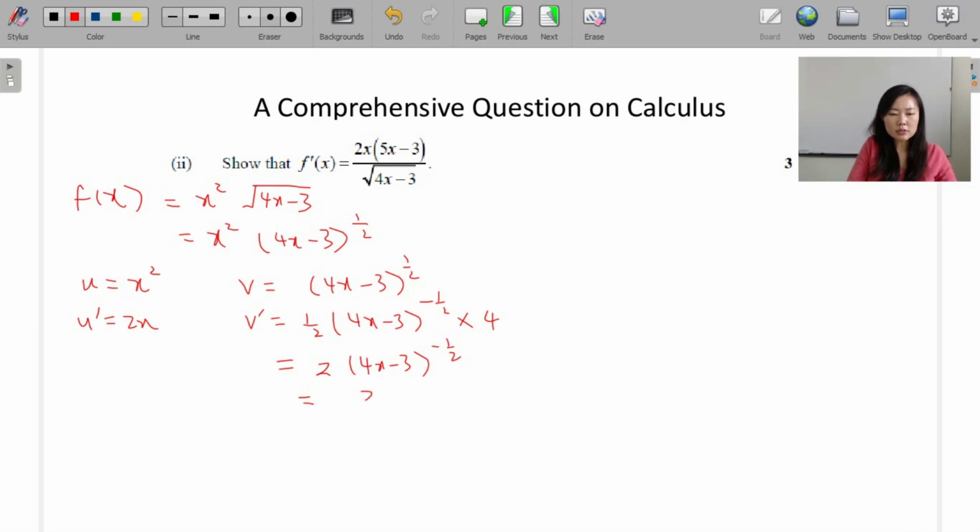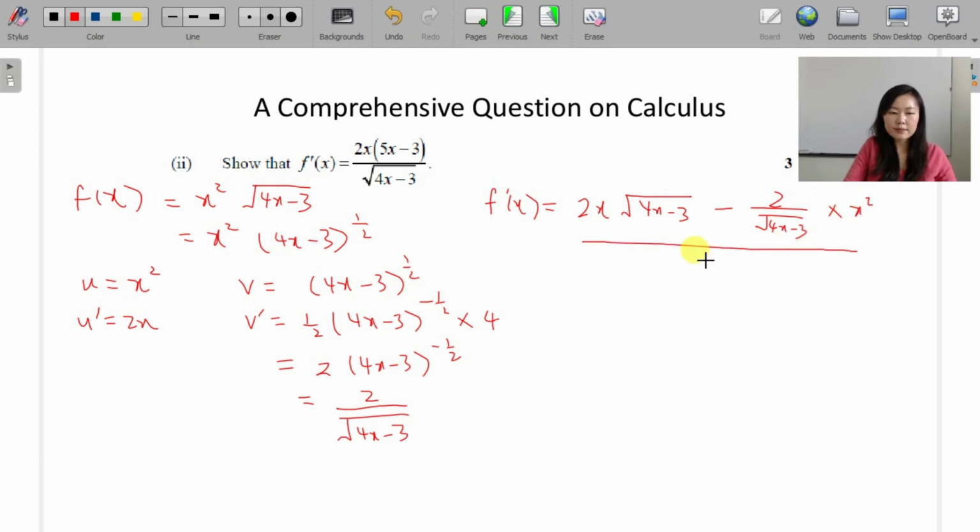Now what I also like to do is change that back into a fraction like that. Okay, so f dash x is equal to vu dash minus uv dash over, oh, hold on, sorry. I was about to apply the quotient rule, but I should be applying the product rule. Okay, so vu dash plus uv dash, that's it.